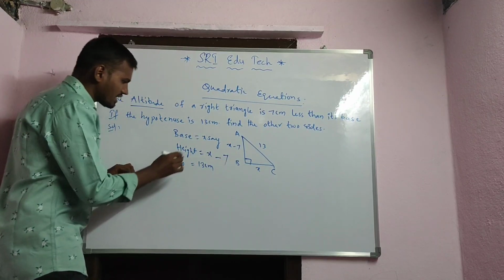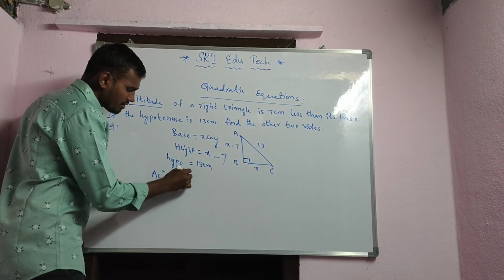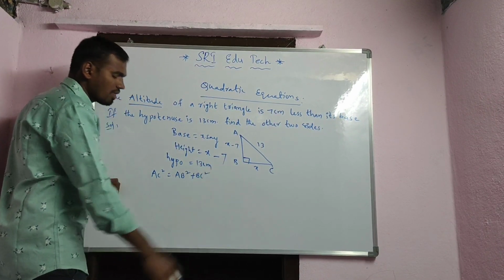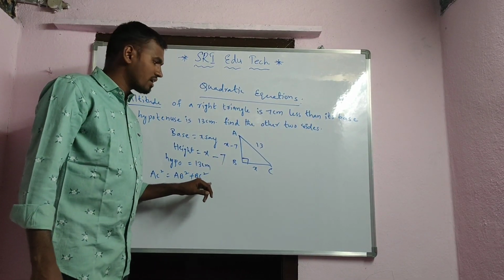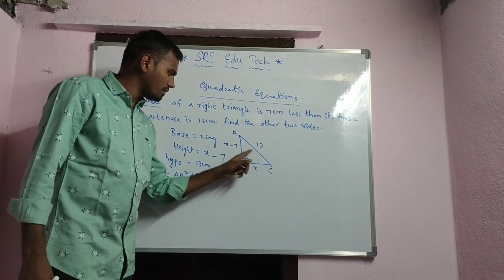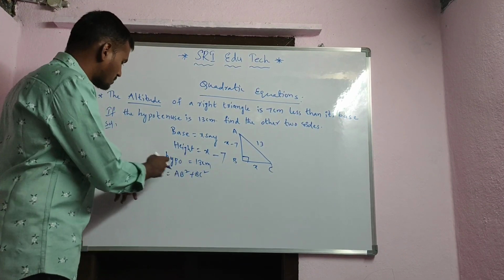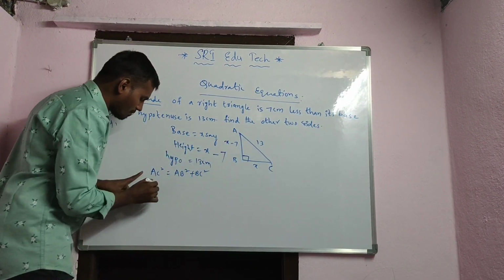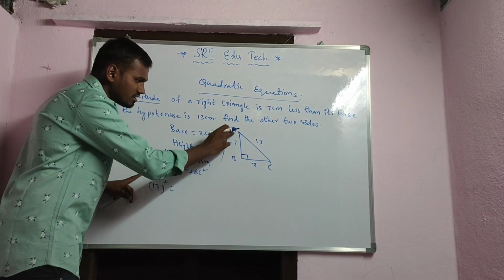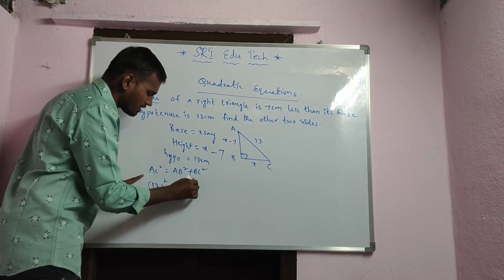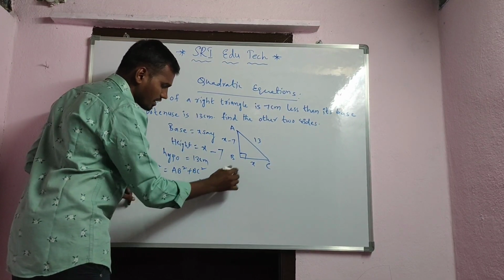from this right angle triangle we have to write AC square is equal to AB square plus BC square. Okay, AC square is equal to AB square plus BC square. Right, which means hypotenuse square is equal to opposite square plus adjacent square. Let us substitute in this. What is AC? 13. 13 whole square is equal to AB square. AB means x minus 7 whole square plus BC means x only, then x square.